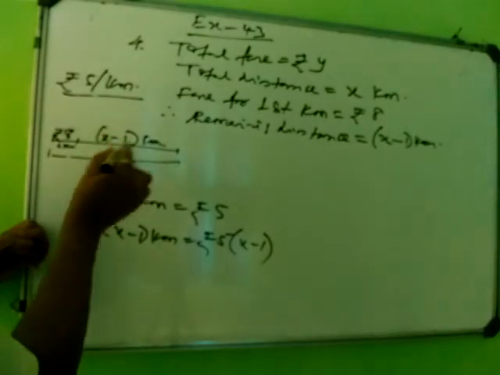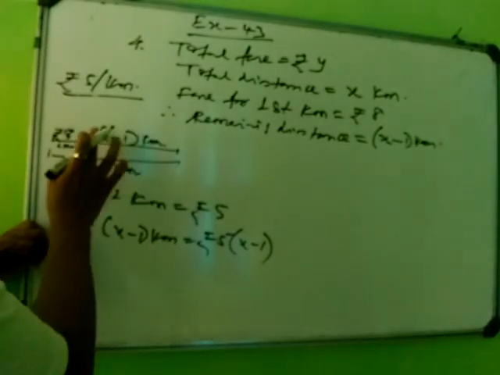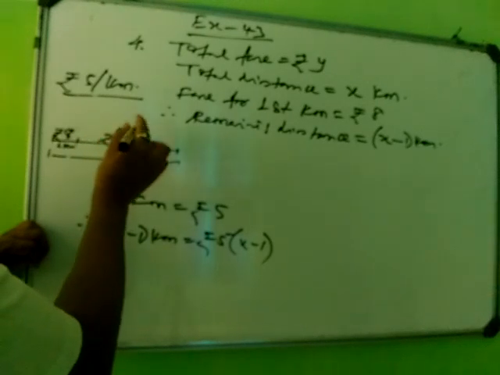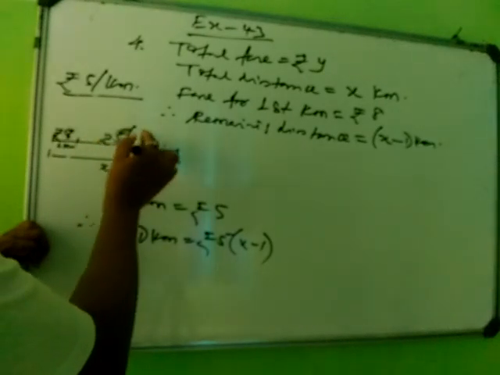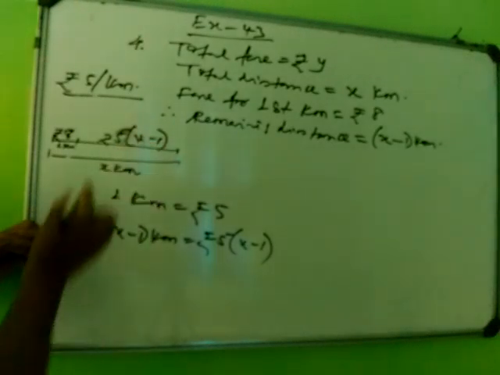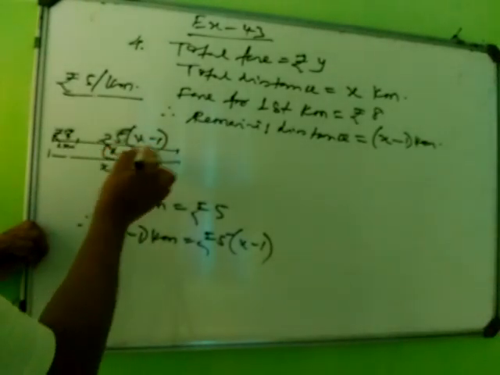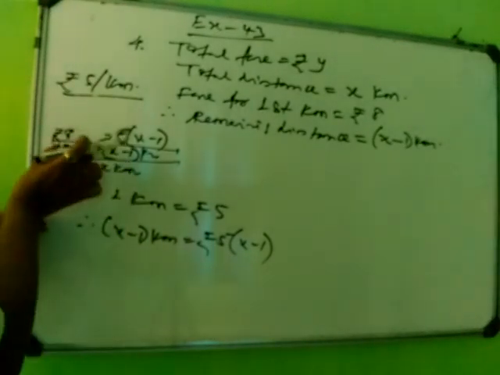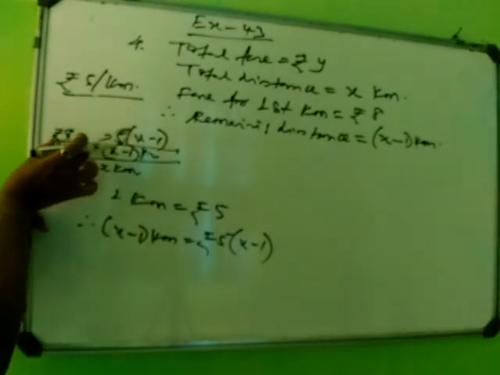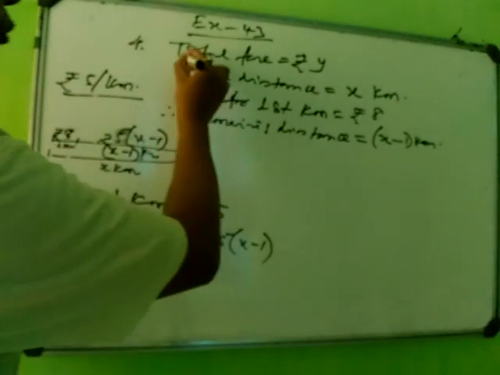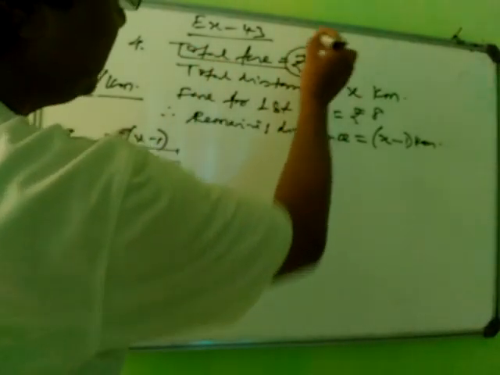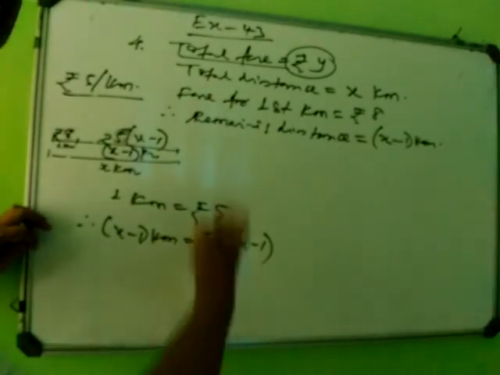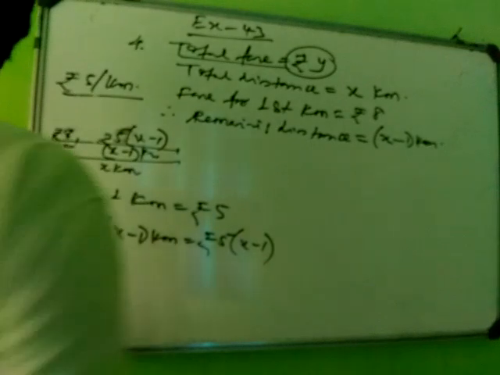So this will be ₹5 into x minus 1, where this is x minus 1 kilometer. Now adding these two, adding ₹8 plus this, you will get the total fare, which is given as ₹y. So you will get the equation, and from there you are going to draw the graph.